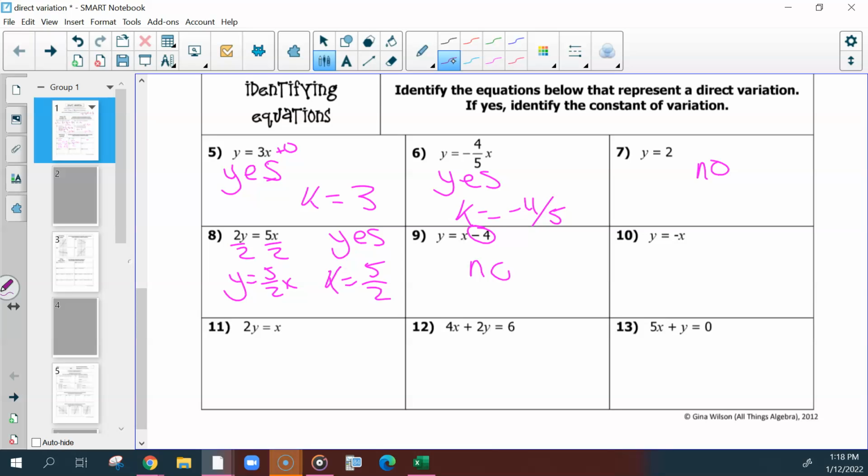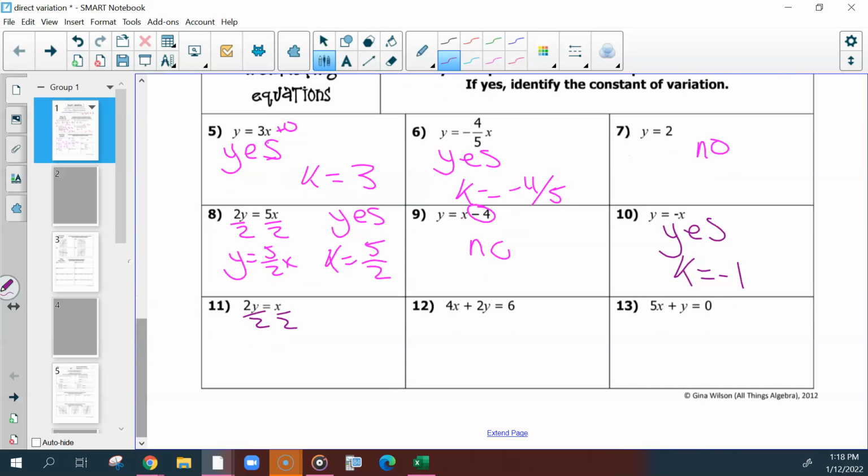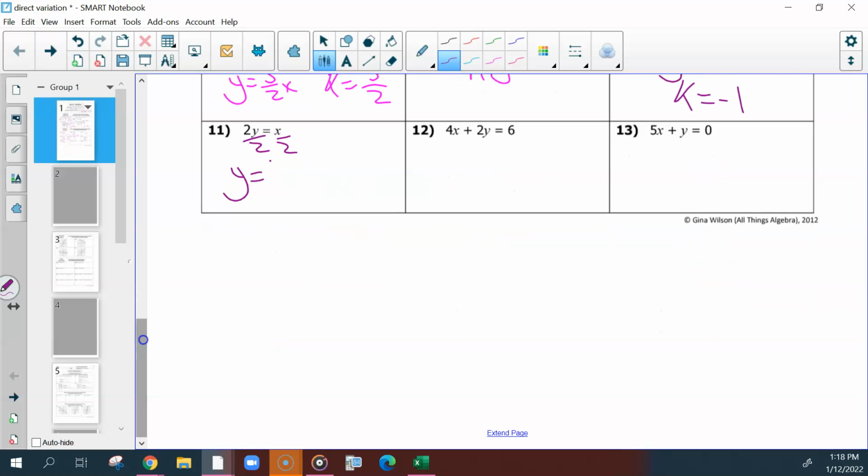Was 10 a direct variation or not? Yes. And what was our value of k? -1. When you solve this, I should have solved this already, sorry. You got y equals x over 2. Was this a direct variation?